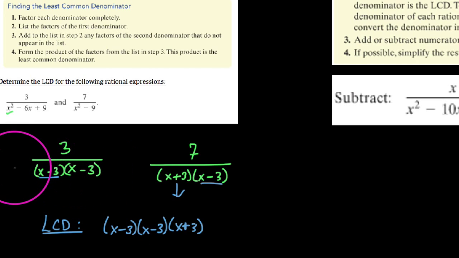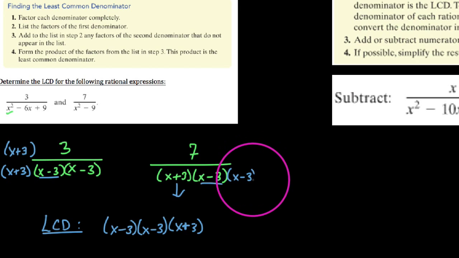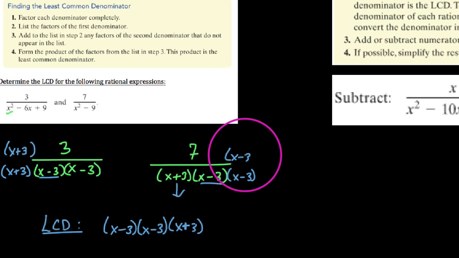But basically, if we needed to add or subtract things, I could say, here's my least common denominator. I'll multiply the top and bottom over here times that. And then over here, I'll take both sides, both top and bottom, times x minus 3.